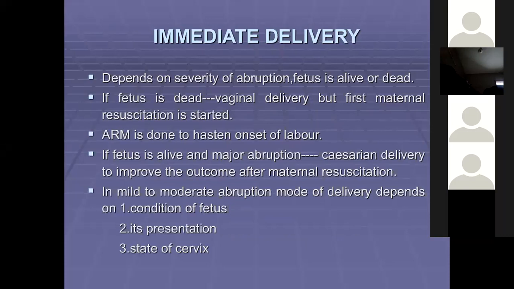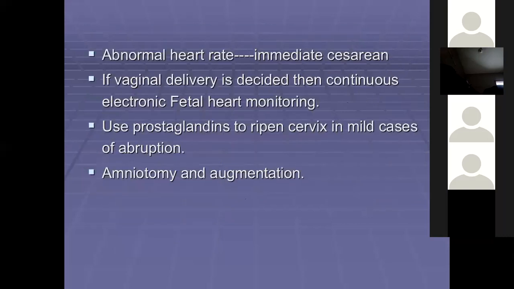Immediate delivery depends on the severity of the abruption, and whether the fetus is alive or dead. If the fetus is dead, vaginal delivery, but first maternal resuscitation is started. Artificial rupture of membranes is done to hasten onset of labor. If the fetus is alive and major abruption, cesarean delivery to improve the outcomes after maternal resuscitation. In mild to moderate abruption, mode of delivery depends on condition of the fetus, its presentation, and state of the cervix.